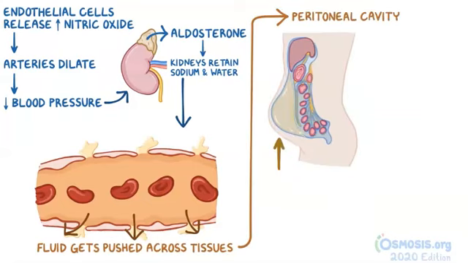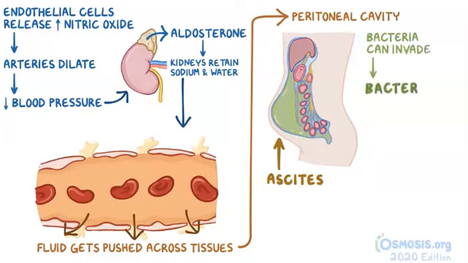The accumulation of fluid in the peritoneal cavity is called ascites. As if that wasn't enough, bacteria can also invade the peritoneal cavity, causing spontaneous bacterial peritonitis.